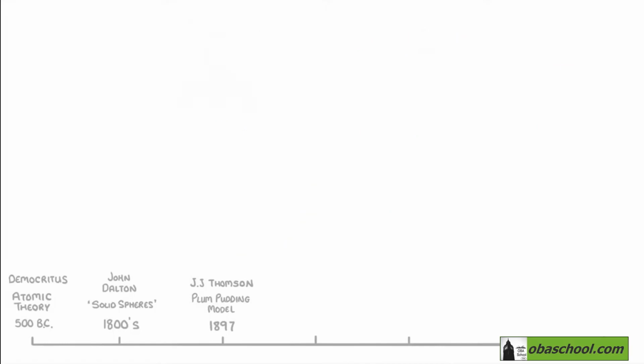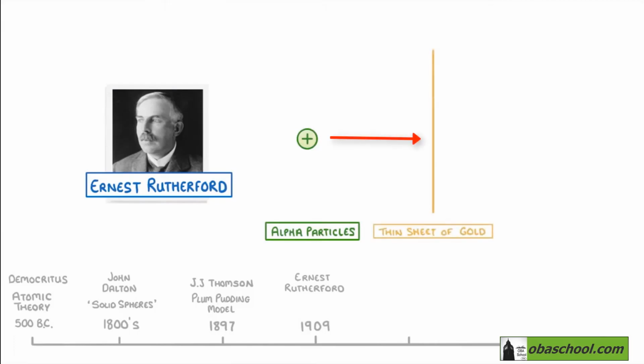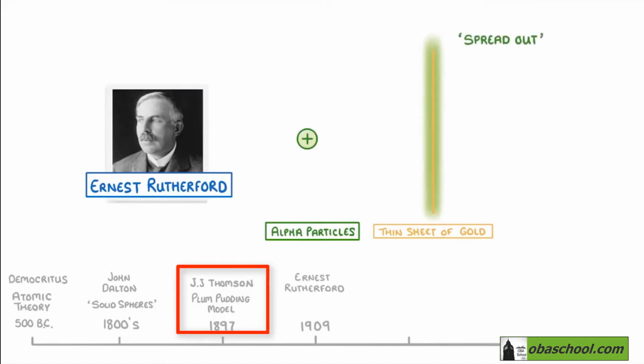A few years later, during 1909, a scientist called Ernest Rutherford and his students made another major discovery. They took positively charged alpha particles and fired them at a thin sheet of gold. The idea was that if the positive charge in the gold atoms was generally spread out as J.J. Thomson had proposed with his plum pudding model, then the alpha particles should pass through the sheet of gold, because the weak positive charge is not strong enough to affect them.